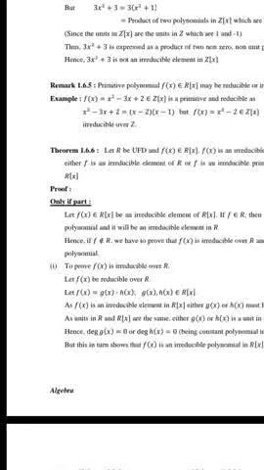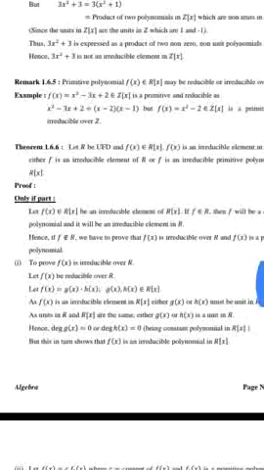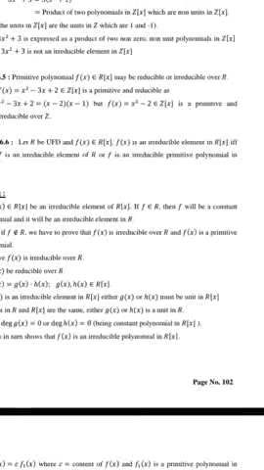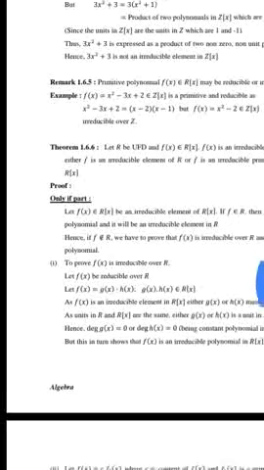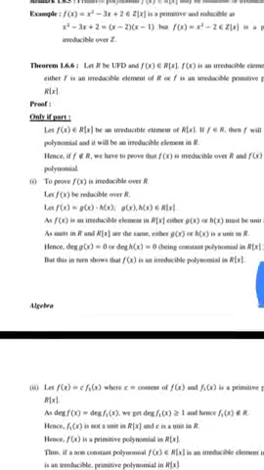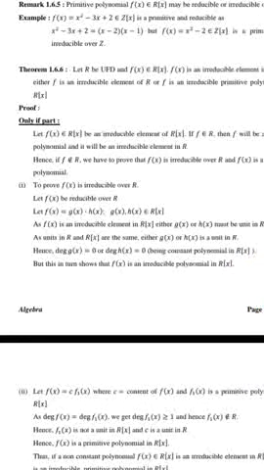Example: f(x) = x² − 3x + 2 belongs to Z[x] is primitive and reducible, as x² − 3x + 2 = (x − 2)(x − 1). But f(x) = x² − 2 belongs to Z[x] is primitive and irreducible over Z. Next theorem: let R be a unique factorization domain.